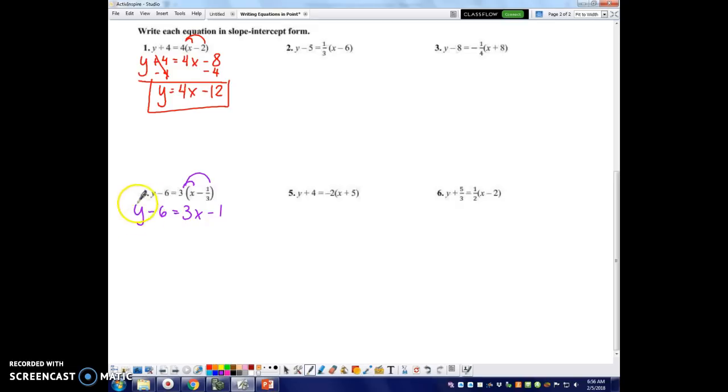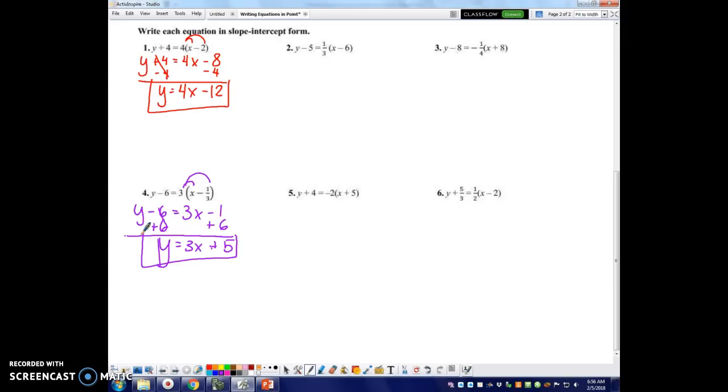We're trying to get y by itself, so we add 6. Now we're not adding 6 to this 3x because the x family is a different family. So y equals 3x. What's -1 plus 6? +5. So that's y equals 3x plus 5.